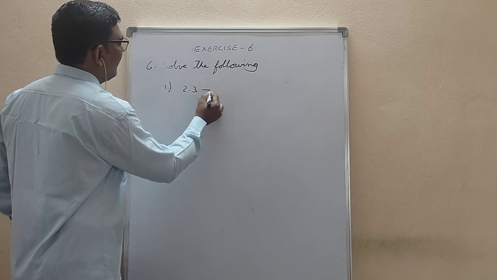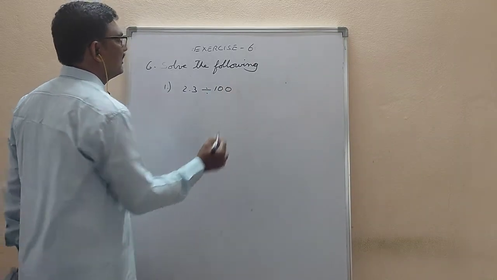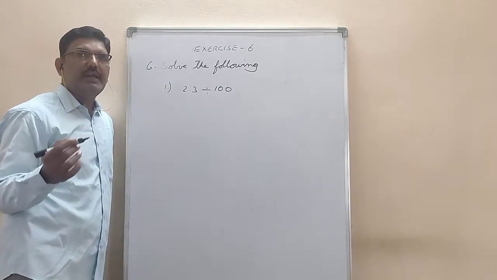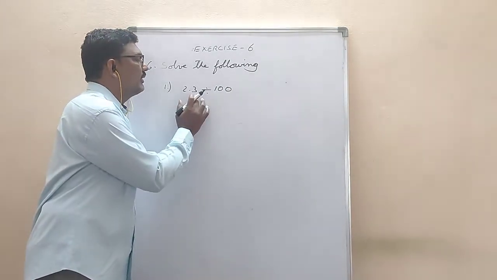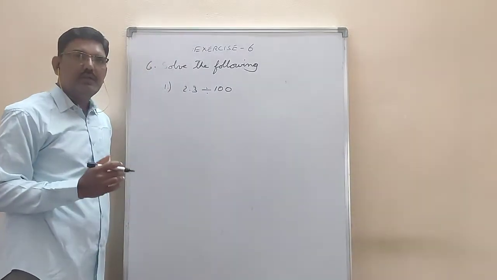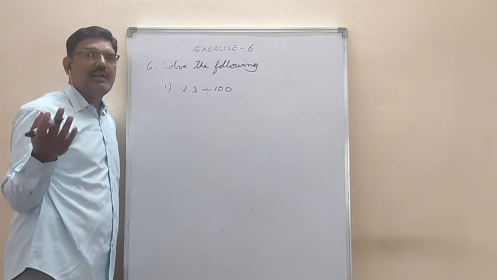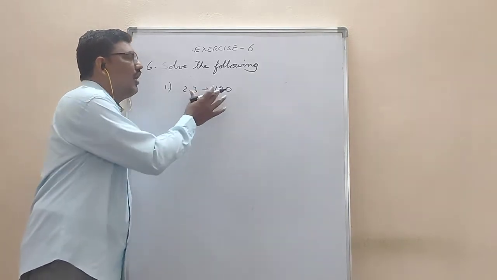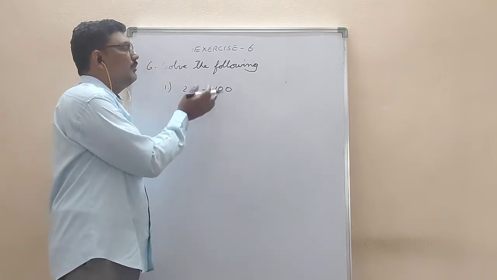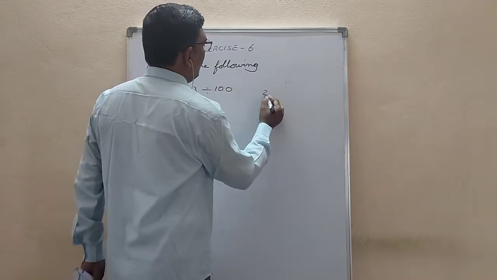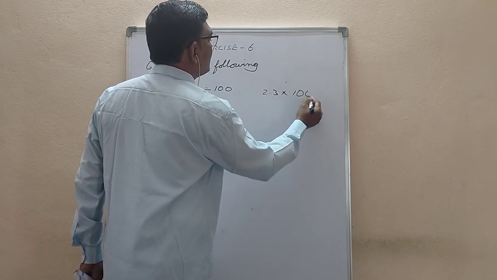Now the first question in this is 2.3 divided by 100. What do you have to do? It is a decimal number, and 100 is a multiple of 10: 10, 100, 1000, 10,000, lakh, 10 lakhs, like that. How should divisions be done? In the same manner, in the previous video, we multiplied a decimal number with multiples of ten.